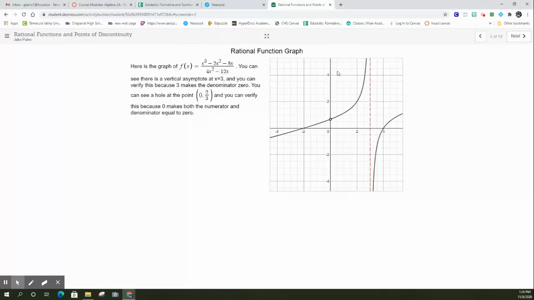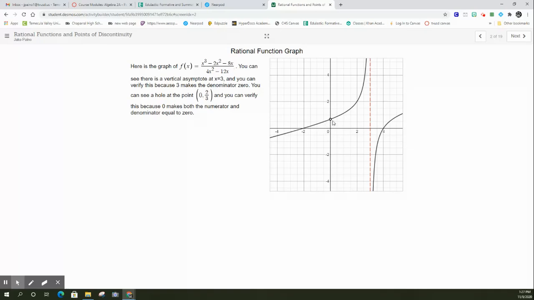Okay, so here's just an example. Here's a rational function that looks like this. You've got a polynomial function on top, a polynomial function on bottom, right? Third degree on top, second degree on bottom. So you're looking at the graph here. This red dashed line is the vertical asymptote. So at 3, if I plugged in 3 into the bottom, it would make the bottom 0. So we have a vertical asymptote.